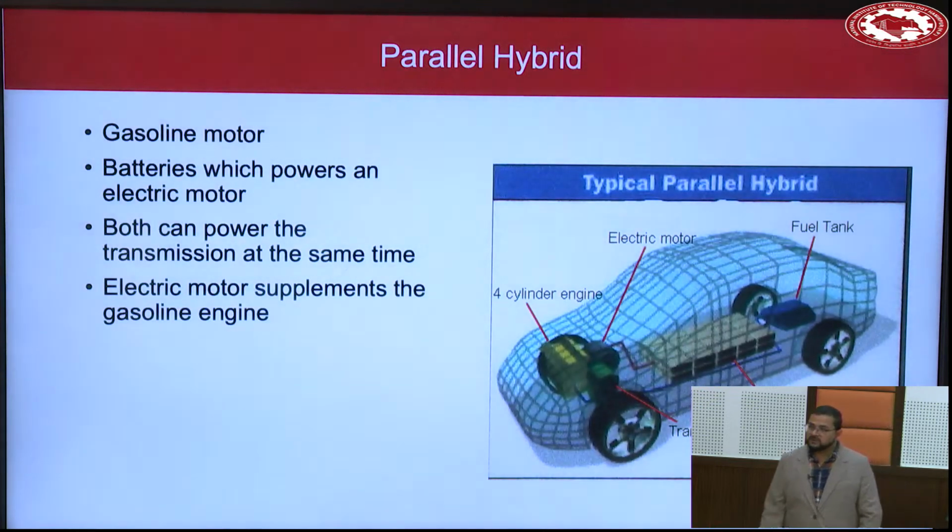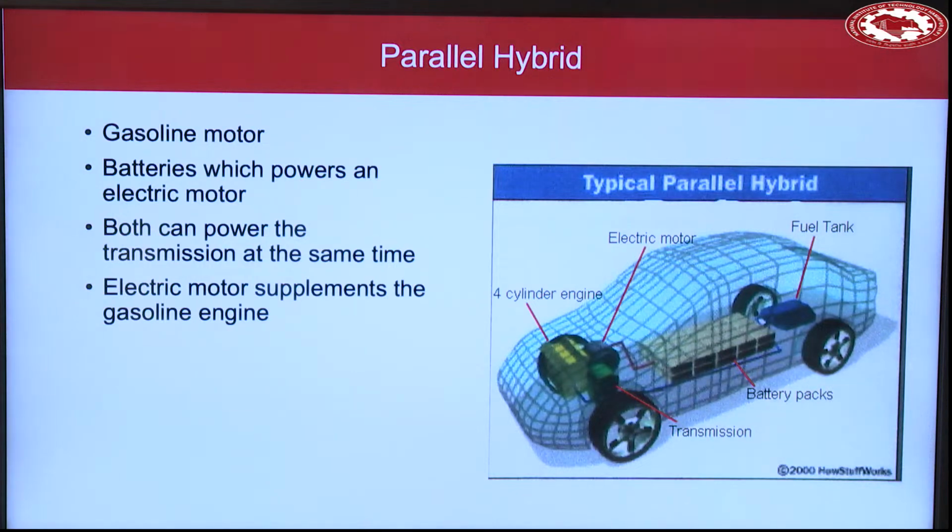So for example, this is an example of parallel. You have a gasoline motor, and then batteries will power some electric motors. Both can power the transmission at the same time. That's why I'm saying they're parallel. So you can decide whether you want to run your vehicle on battery or on fuel or gas. If you are able to do this at any point of time, we call it parallel. The system is designed in a way that at any point you can switch. The electric motor supplements the gasoline.